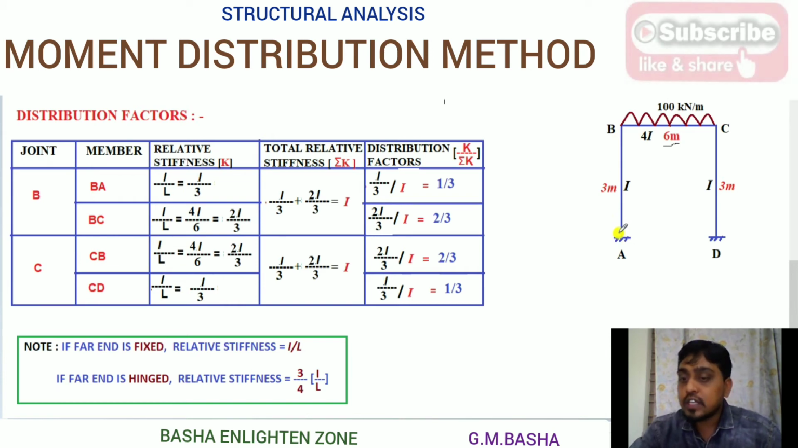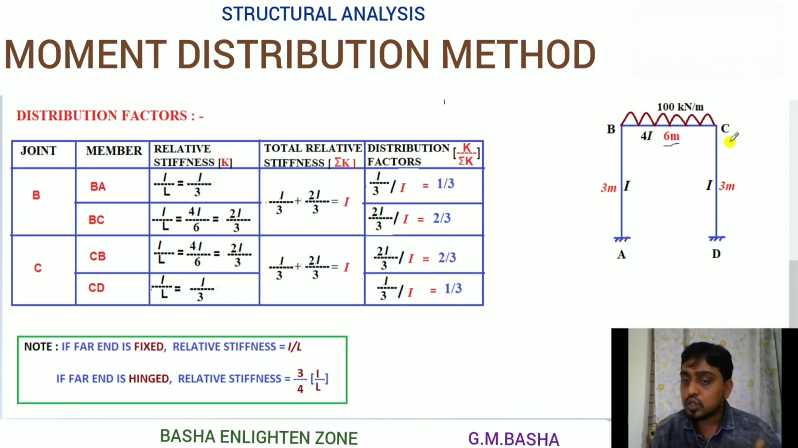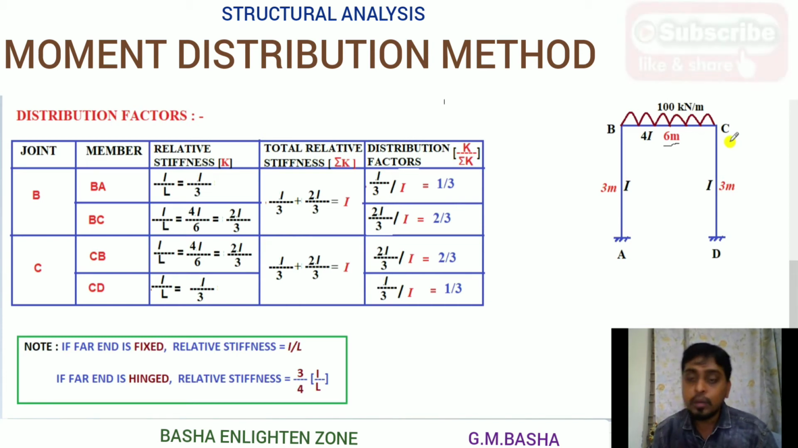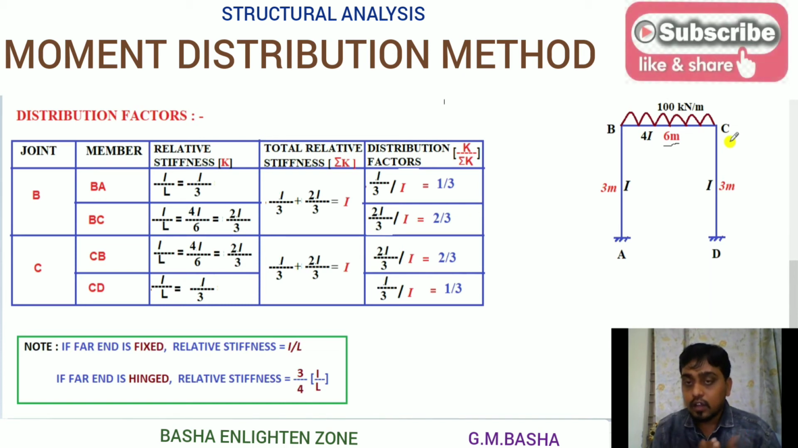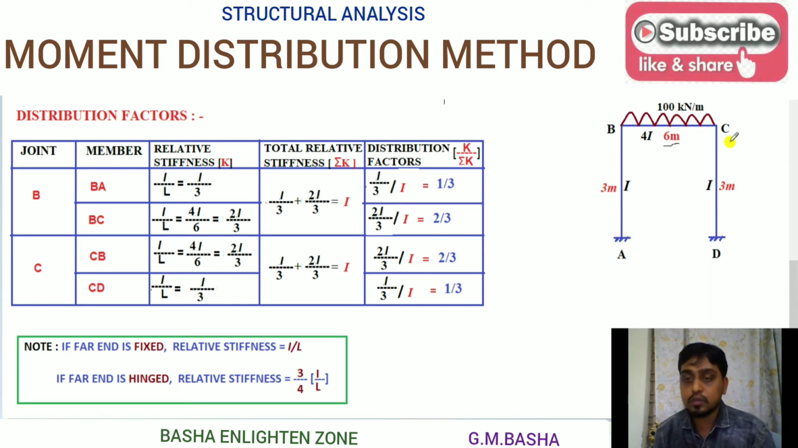So both ends are fixed condition. Therefore, I am at B and I am looking at A. So A is the far end which is fixed. Therefore, I am taking directly I by L. Similarly, BC. C is the intermediate joint. So intermediate joints are always considered as fixed supports. I already explained that concept in the continuous beams video itself. If you watch that video, you will get a clear concept of the moment distribution method. Even though the problem is on the non-sway analysis, the entire procedure will be the same as for continuous beams.